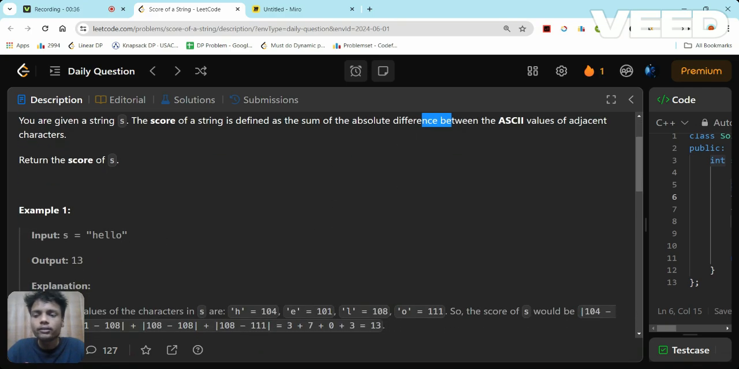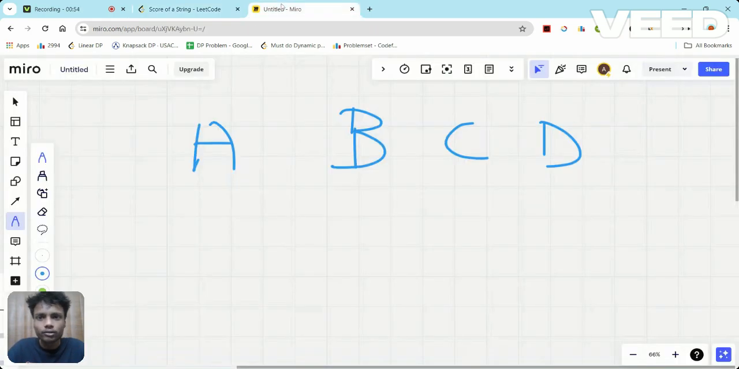As you can see here, we are given the string hello, and we calculate the difference between the adjacent ASCII values. First we calculate the difference between H and E, then between E and L, then L and L, and then L and O, and then I sum them up and return the answer. To make it more clear, let's move on to the board.